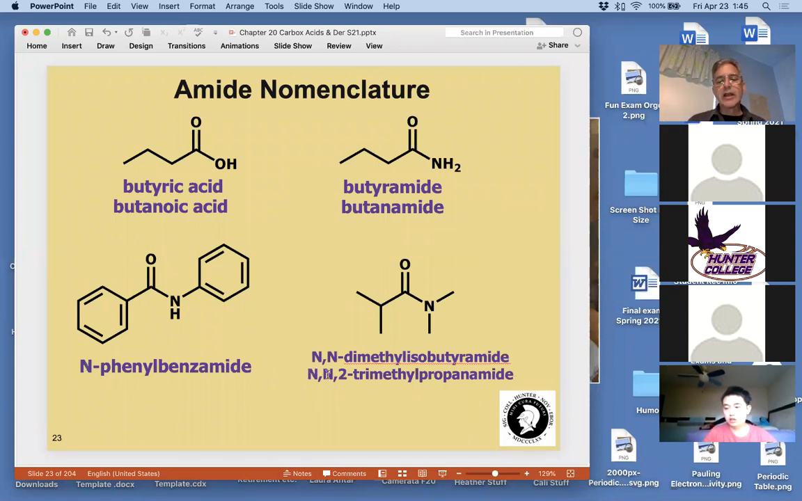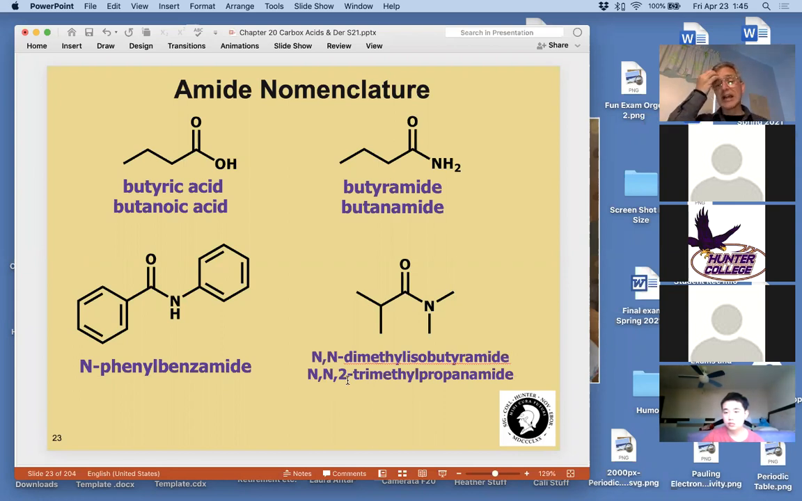N,N, the N has to be repeated just like a number has to be repeated, because there are 2 methyls on the nitrogen and you need an N for each one. 3 methyls, where are they? One's on nitrogen, another's on nitrogen, and one's on the 2-carbon. Okay, so you always need the right number of locants, is what that's called.